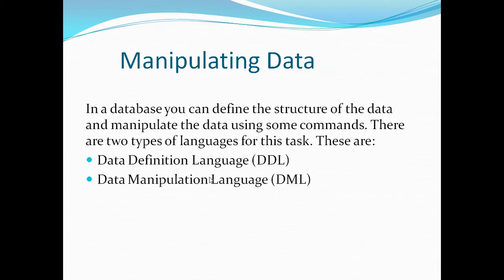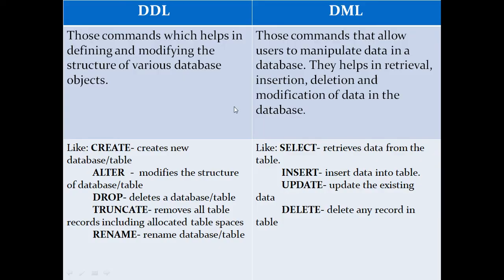In a database, we can define the structure of data and manipulate data using some commands, and these commands come under two languages, which are DDL and DML. So what actually are DDL and DML? DDL includes those commands which help in defining and modifying the structure of various database objects, and DML includes those commands that allow the user to manipulate data in the database.